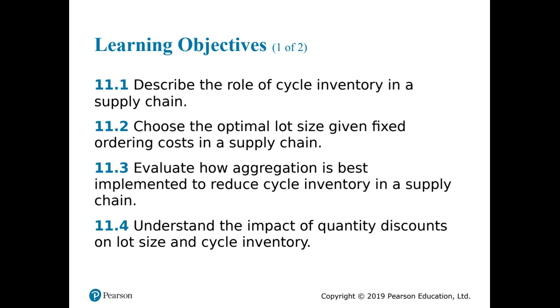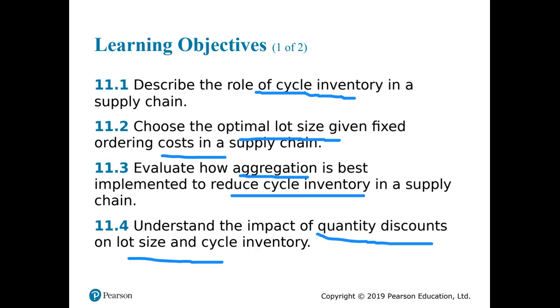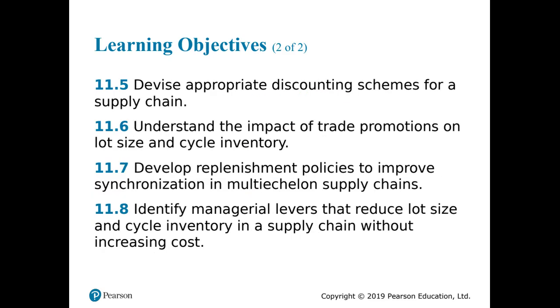First is to describe the role of cycle inventory in a supply chain, choose the optimal lot size given fixed ordering cost in the supply chain, evaluate how aggregation is best implemented to reduce cycle inventory in a supply chain, and then understand the impact of quantity discounts on lot size and cycle inventory. We'll also discuss and devise appropriate discounting schemes for a supply chain, understand the impact of trade promotions, develop replenishment policies, and identify managerial levers.